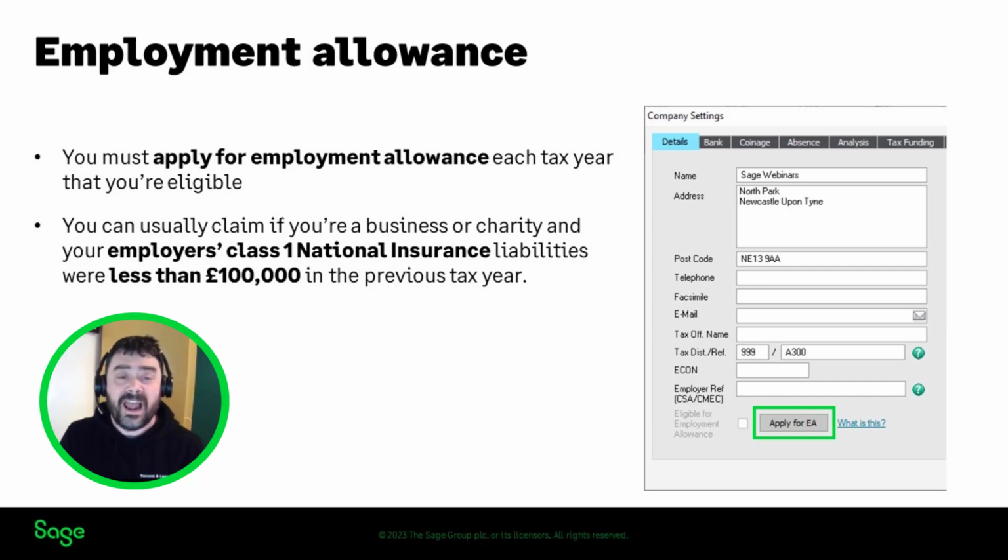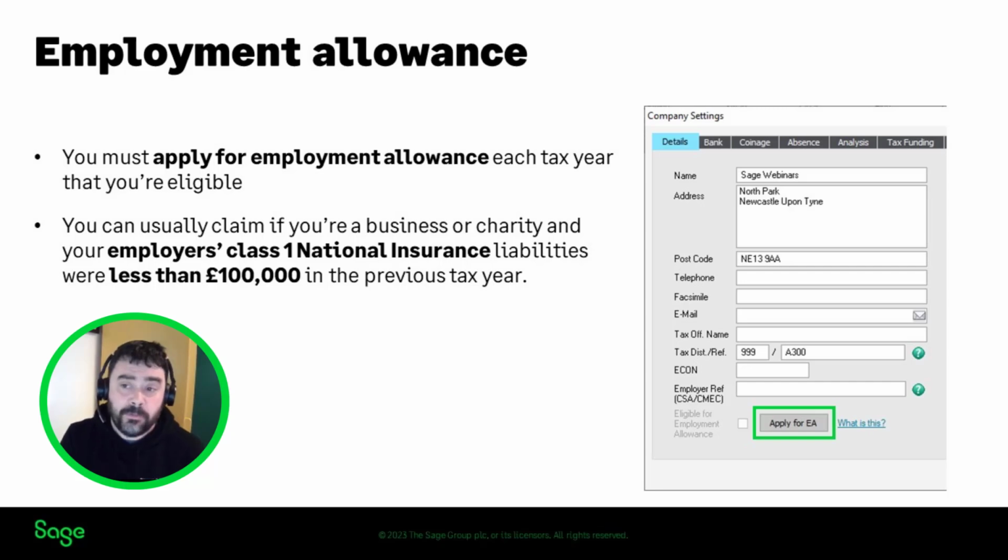Now there are other eligibility criteria. You can read about those on the guidance on the gov.uk website, following the link on screen. And if you are part of a group of companies or charities, that £100,000 limit applies across the group, and only one company or charity within the group is able to claim the allowance.